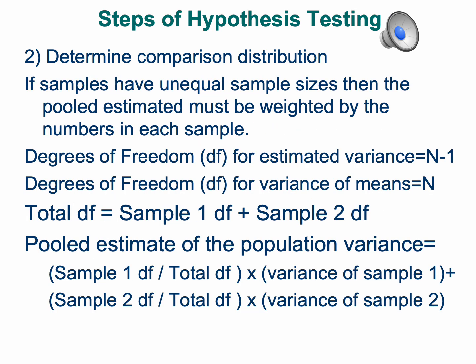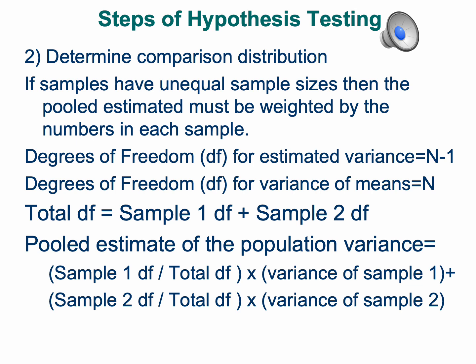Okay, here's how we calculate the pooled variance estimate of the population variance. It's part of determining the comparison distribution, step 2 of hypothesis testing. If your samples have unequal sample size, then the pooled estimate must be weighted by the numbers in each sample. So you take the degrees of freedom for estimated variance, which is n minus 1, and you take the degrees of freedom for variance of the means, which is n, and your total degrees of freedom is equal to the sample 1 degrees of freedom plus the sample 2 degrees of freedom. So there's the formula down there at the bottom.